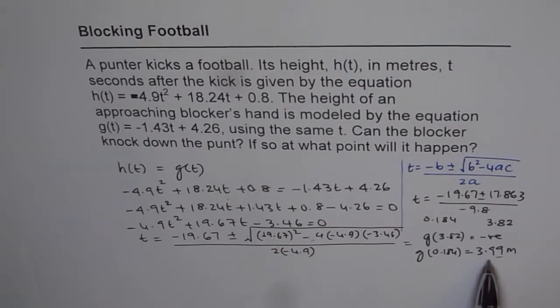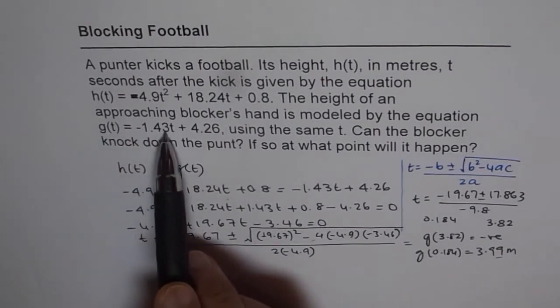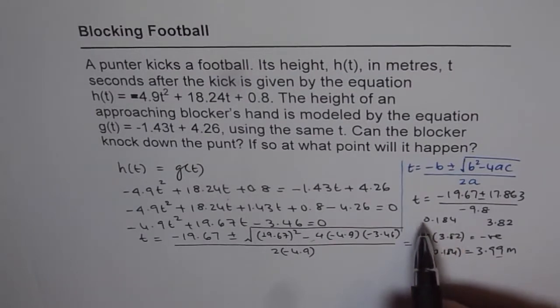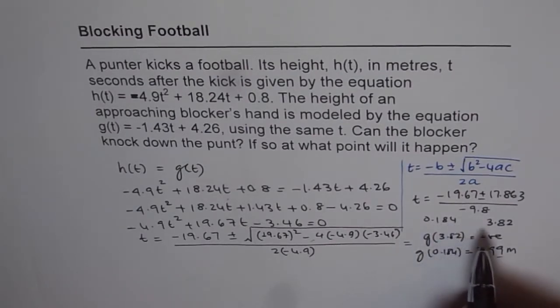So that could be a possible point. But if I put 3.82, then 3.82 times 1.43 is equal to 5.46. Now minus 5.46 plus 4.26 will give us minus 1 meter. That is a negative answer, so that will not work in this particular situation. Therefore, our answer is that at t equals 0.184 seconds, the blocker can block, and the height will be 3.99 meters, which is pretty high also. Anyway, theoretically, we get that as the answer for the given situation.